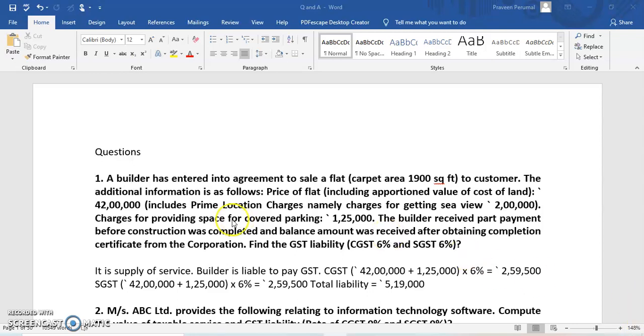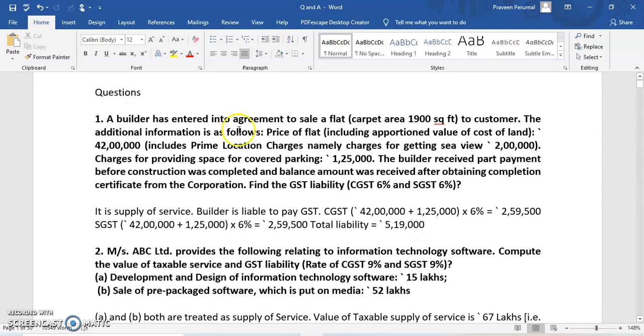So question number 1. A builder has entered into an agreement to sell a flat. So this is an agreement for sale and the carpet area is 1900 square feet. The price of the flat is 42 lakh, including prime location charges of 2 lakh. Whether 2 lakh should be included or excluded for GST? It should be included. So should you consider it as 40 lakh or 42 lakh? 42 lakh. Why? Prime location charges are also to be considered.